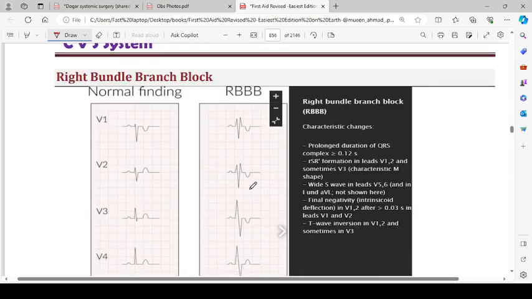Now this one is a very detailed explanation of the ECG. In the right bundle branch block, the findings look something like this. The characteristic changes are a prolonged duration of the QRS complex, more than 0.12 seconds. So QRS duration is prolonged in right bundle branch block. Small r, SR, what is that?